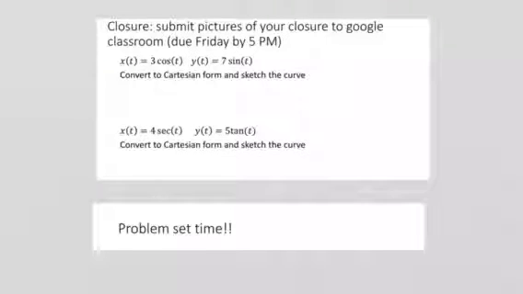Okay, so here's your closure, and you're going to submit pictures of your closure to Google Classroom by 5 p.m. on Friday. So you have to convert this ellipse to Cartesian form and then sketch it, and then convert this to Cartesian form and then sketch it. Take a picture, submit on Classroom, and you now can work on more of your problem set. Make sure you keep working on that, working through it. As we finish each lesson, there's more problems that you can do.